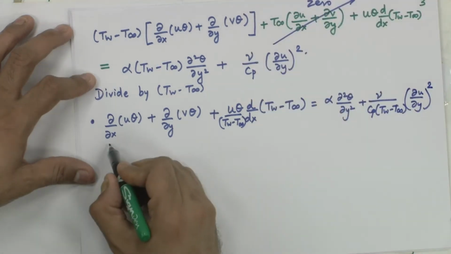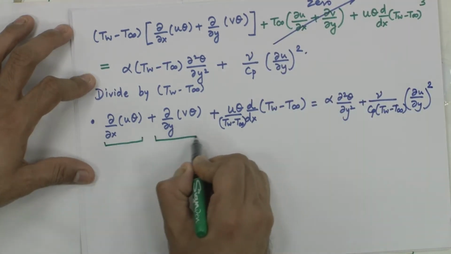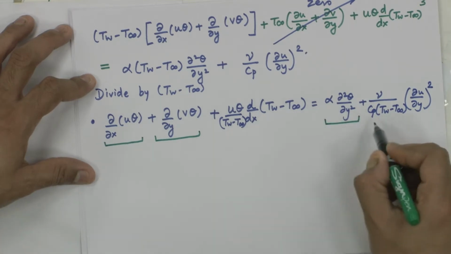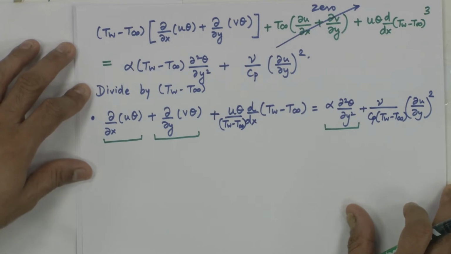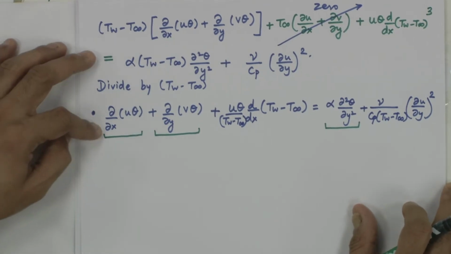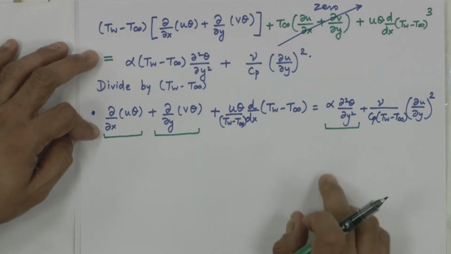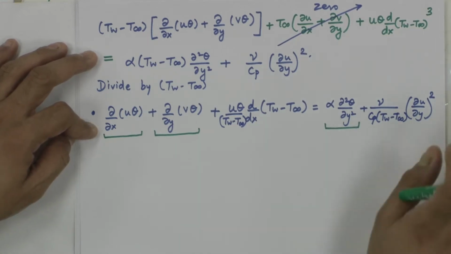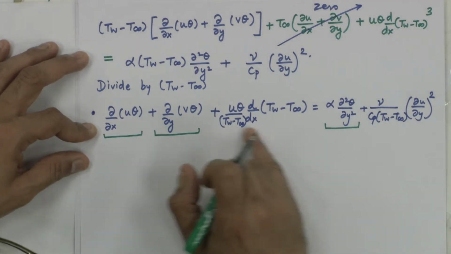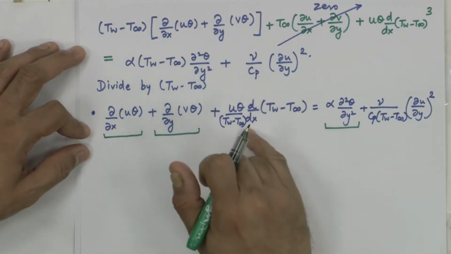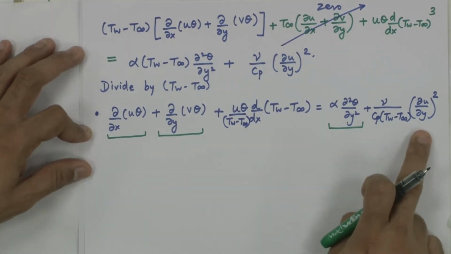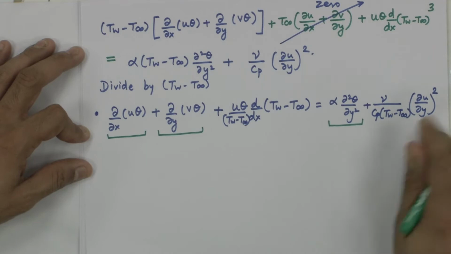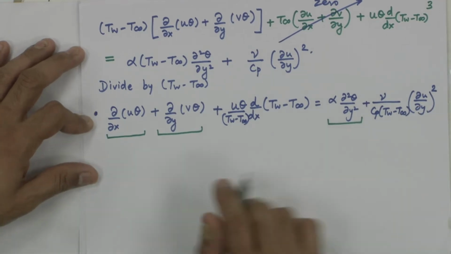See this? This term and this term are exactly the same functional form as your original energy equation: d by dx of uT plus d by dy of vT is equal to alpha d square T by dy square, and the additional term. This term has come in because of the variation in the wall temperature as a function of x, and this term has come in because of the viscous dissipation term modified by this algebraic operation.